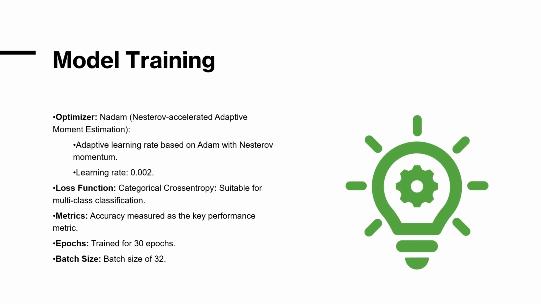This is regarding model training. I used the Nadam optimizer and set the learning rate to 0.02. The loss function used was categorical cross entropy, suitable for multi-class classification tasks, and the model was trained for 30 epochs with a batch size of 32. Accuracy was measured as the key performance metric throughout the training process.